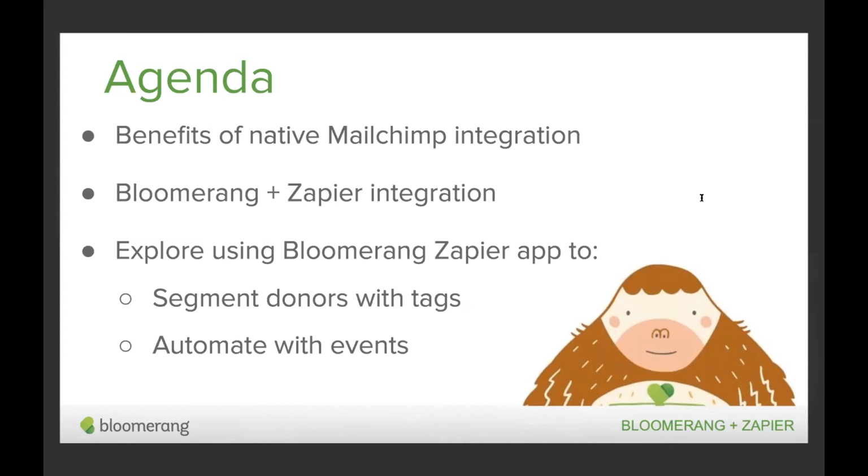So today we are going to start by highlighting the benefits of Bloomerang's native Mailchimp integration. Then we're going to talk about Bloomerang and Zapier, how they work together and why Zapier integrations are a key feature of your Bloomerang system and fundraising strategy. And then we're going to explore and demonstrate how you can use the Bloomerang Zapier app to segment donors in your Mailchimp audience with tagging, and then also automate emails using Mailchimp custom events.